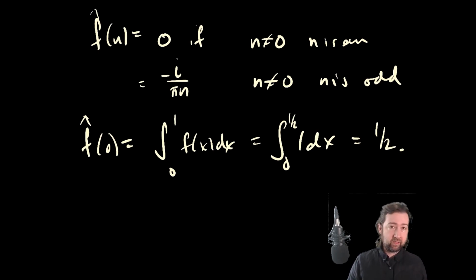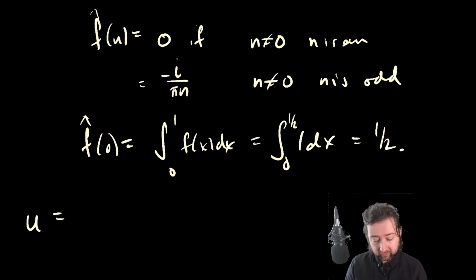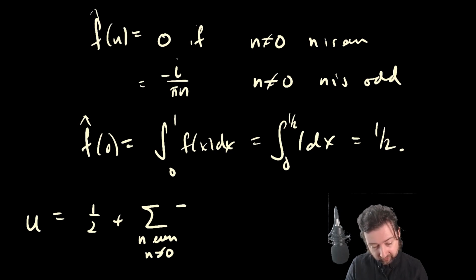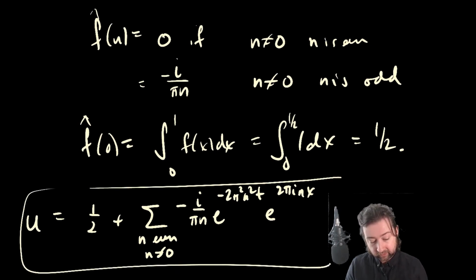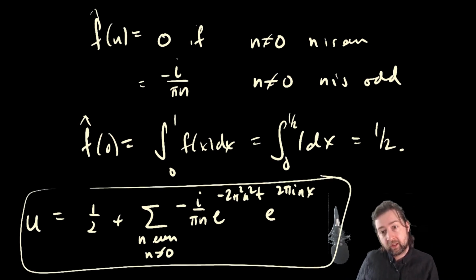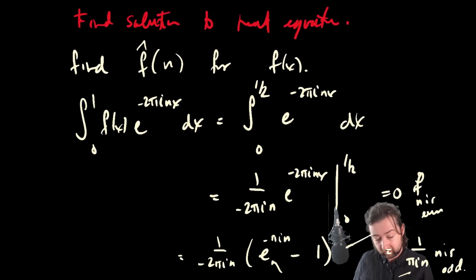Okay, well, that's enough to write down the solution to the heat equation. So we know then that u is equal to the sum over just the odd numbers. In fact, we can be more careful here and write the following. We could write 1/2 plus the sum over all of the odd n's of -i over πn e^(-2π²n²t) e^(2πinx). And this is the particular solution to the heat equation with the initial distribution given by this function.